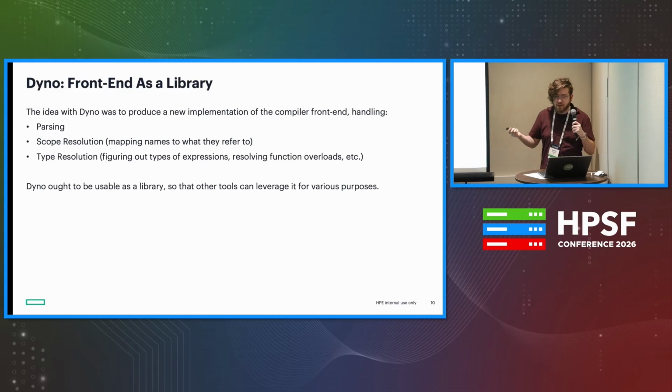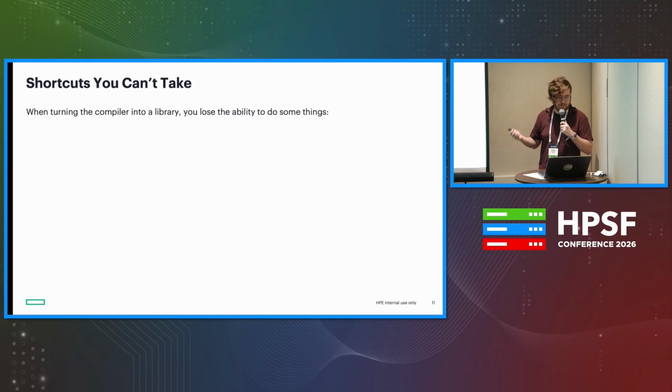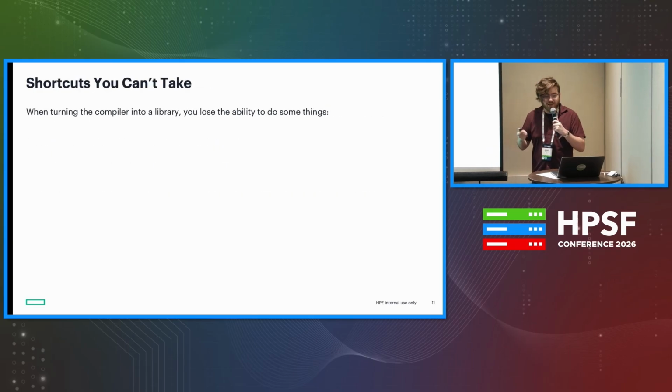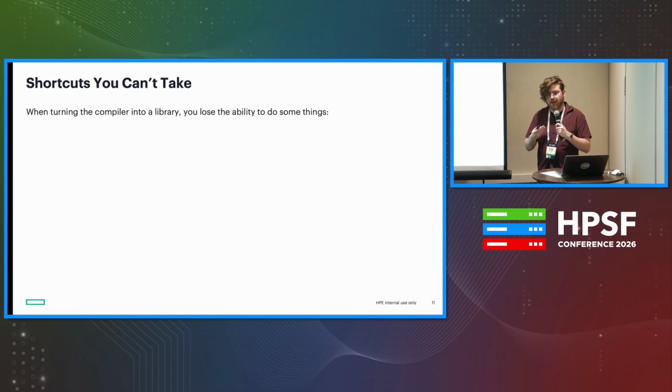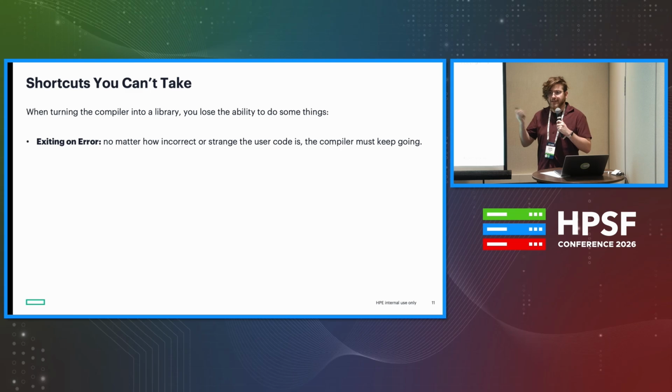And we wanted it to be able to be used as a library. And so when you're doing something like this, you lose the ability to take shortcuts that a research prototype was previously able to make. For instance, exiting on error. Suppose the user writes some completely incomprehensible, invalid, nonsensical code. You cannot crash. You cannot say no, goodbye, assert, and exit. Because in an editor, you need to be able to provide the user that feedback and be able to recover, and once the user fixes their code, carry on.